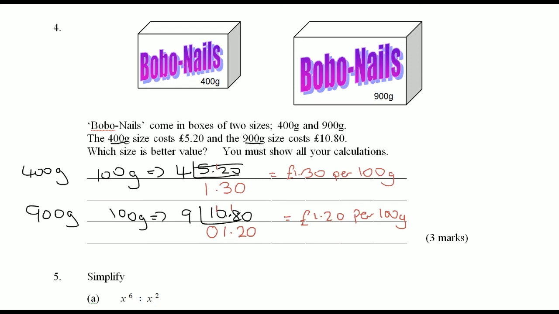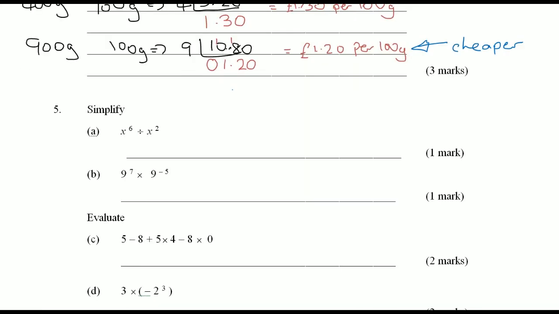So which one's cheaper? I'm going to go colour mad here. Let's see. The 900 gram box is cheaper, or better value.